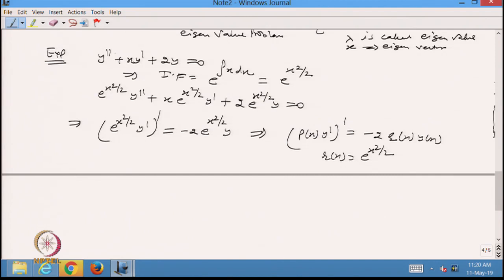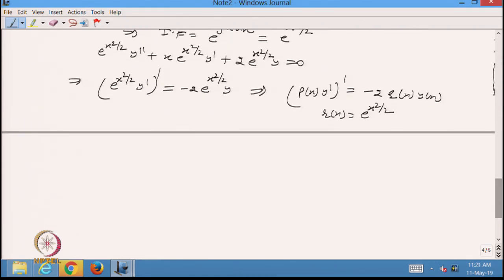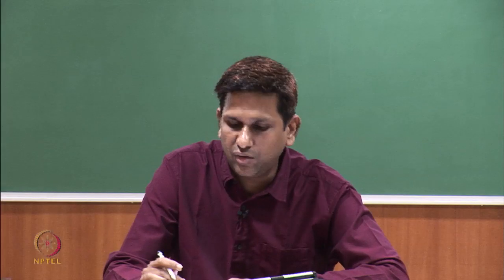Whenever we want to convert the given equation to the self-adjoint form, we will be able to find the value of r(x).